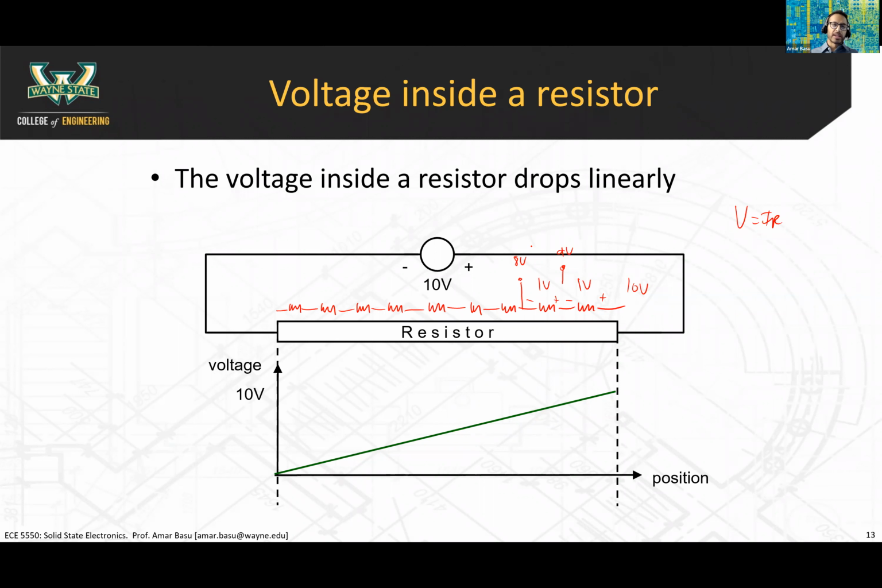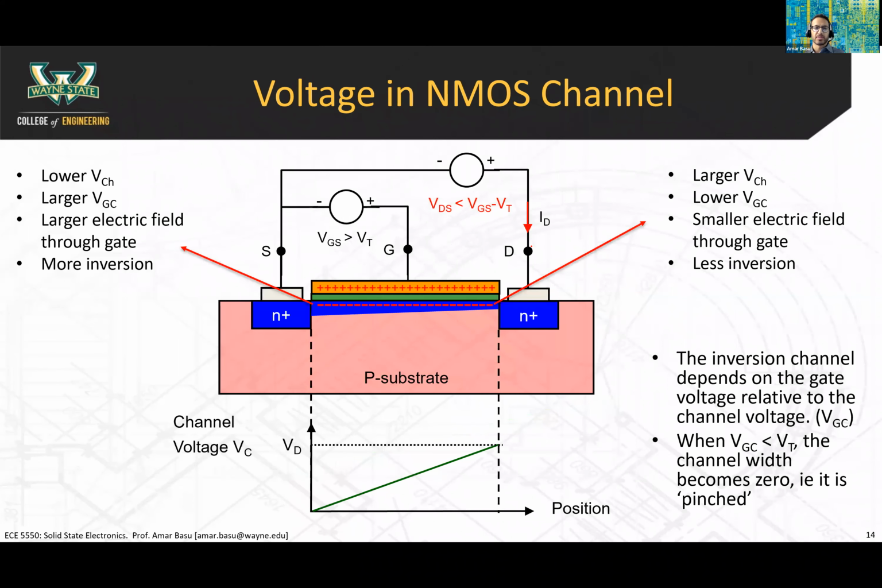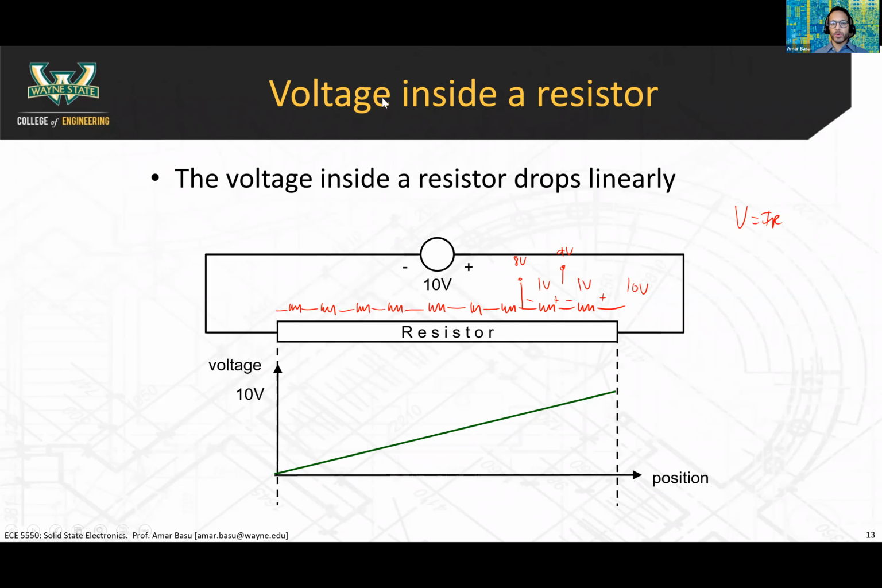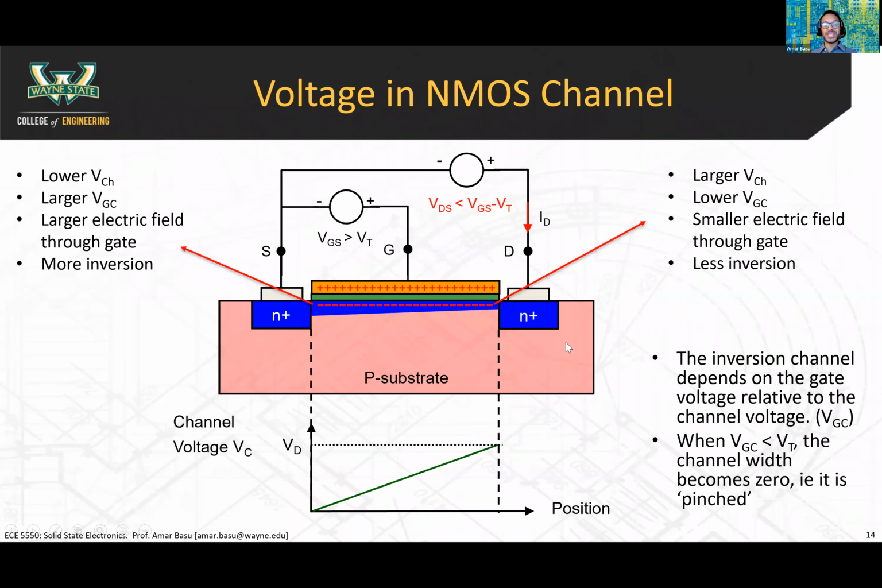The main point, again, is that the voltage inside a resistor drops linearly as you go from one side to the other. So when we revisit this diagram, we can look at the voltage in the NMOS channel. Here we were looking at the voltage inside the resistor as we were going from this side to this side. Now we are going to look at the voltage in the inversion channel that we just talked about.